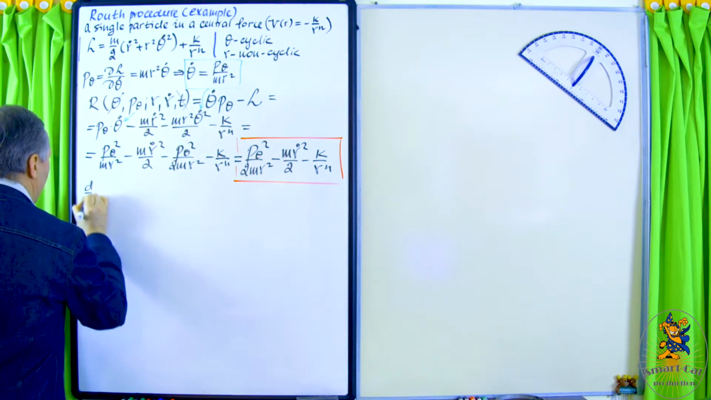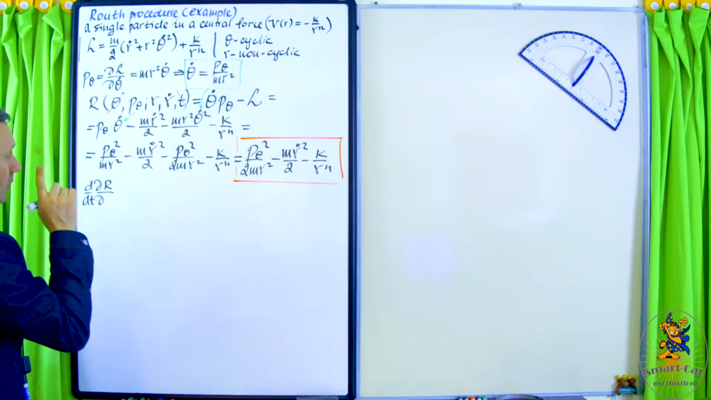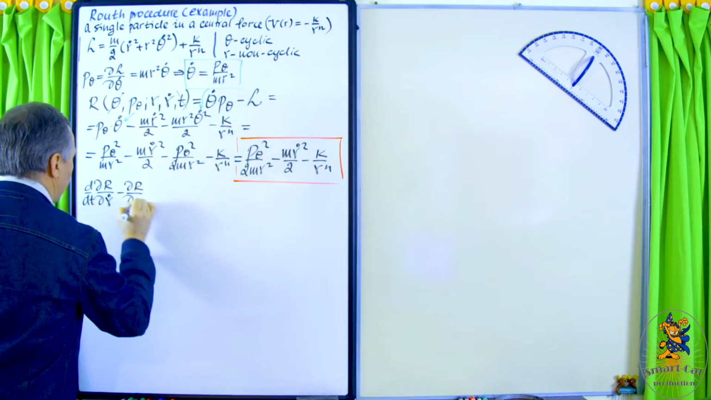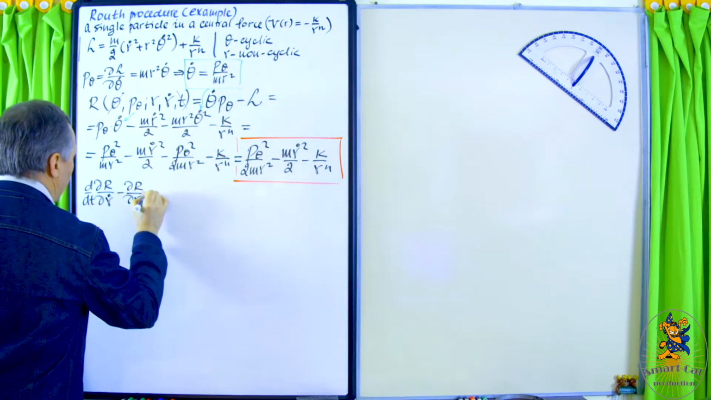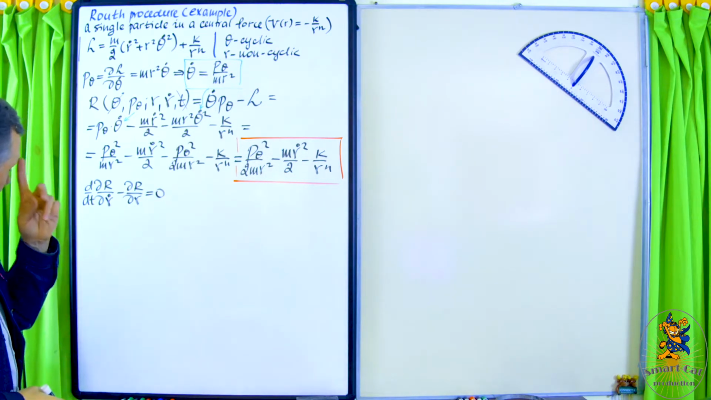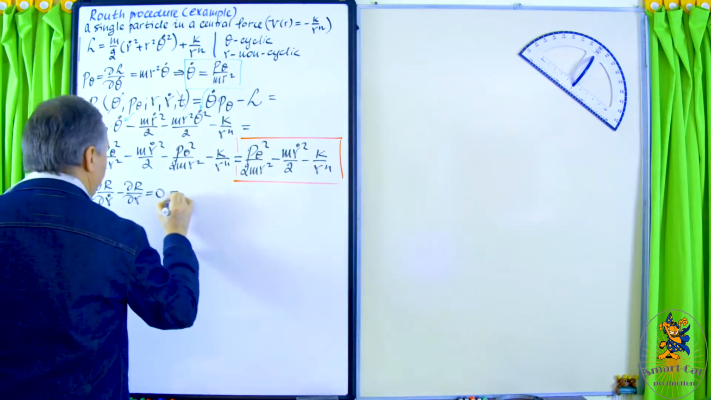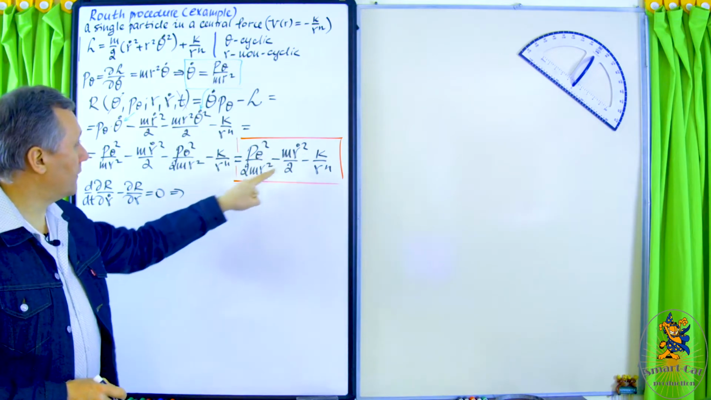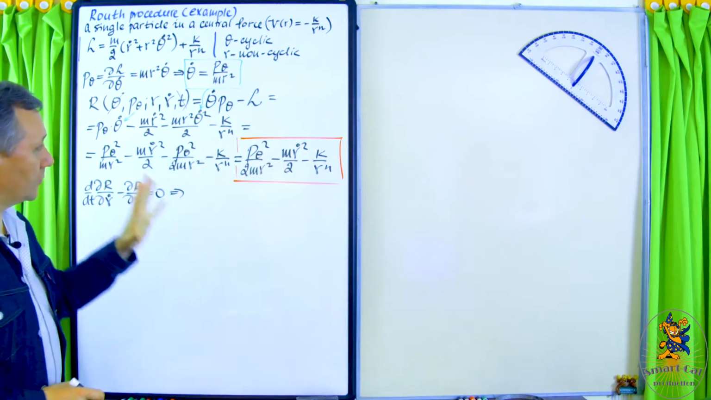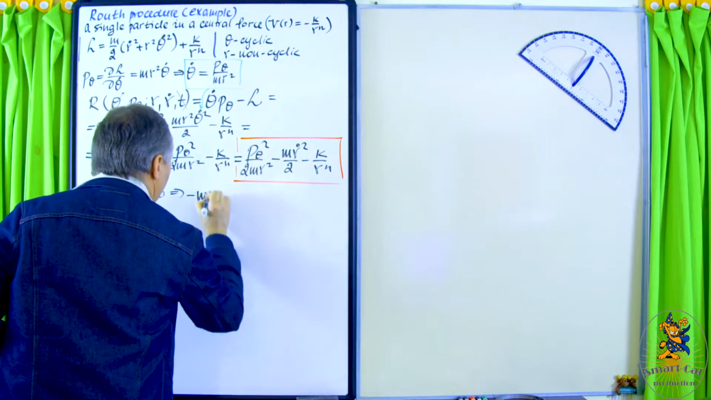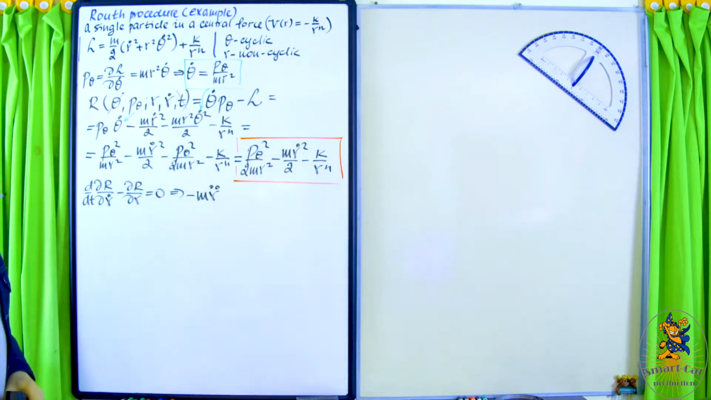So it will be d over dt of the partial derivative of the Routhian with respect to r dot, minus the partial derivative of R with respect to r, equals 0. So a second order differential equation. So let's write it explicitly. It will be r dot only, so we'll have m r dot and then another dot. It will be r double dot, and minus in front. So it will be minus m r double dot, right?